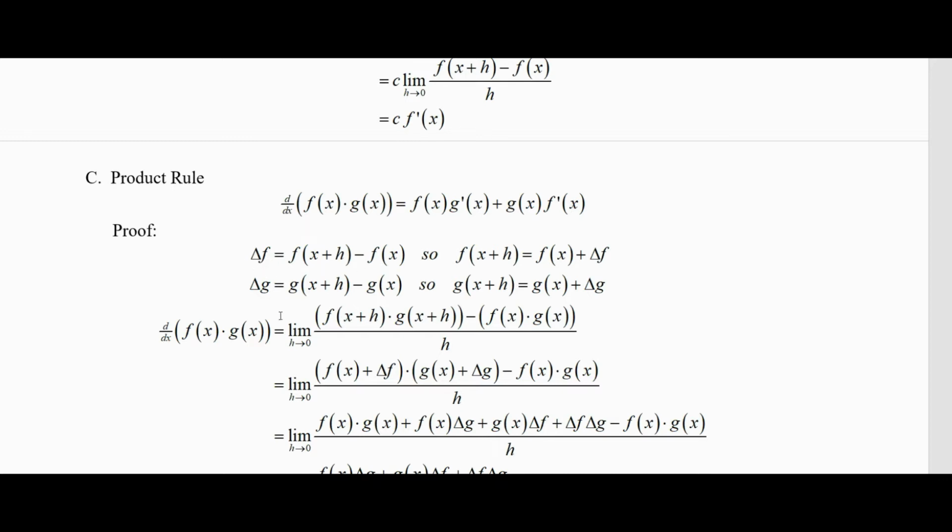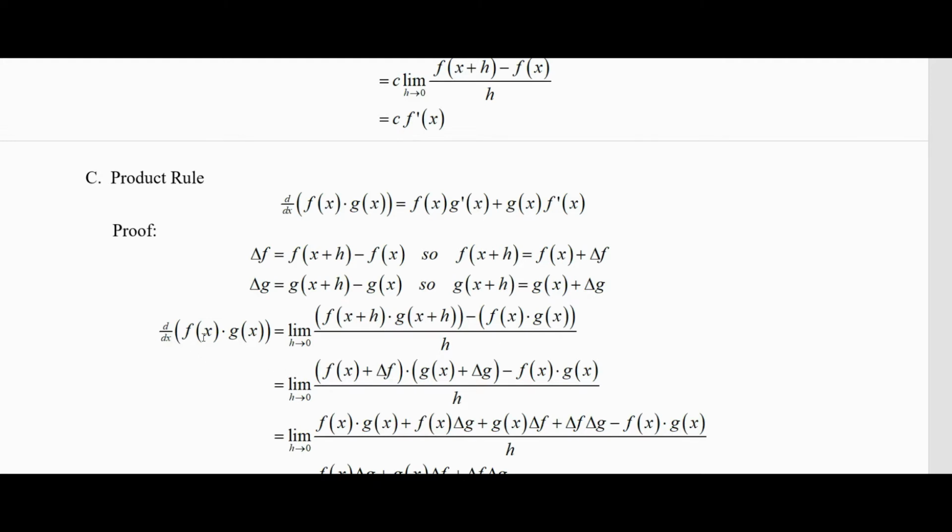Now remember that delta f, the change in the function f, is f of x plus h minus f of x. So f of x plus h is f of x plus whatever that change in f is. And similarly, delta g is g of x plus h minus g of x, so g of x plus h is g of x plus delta g.